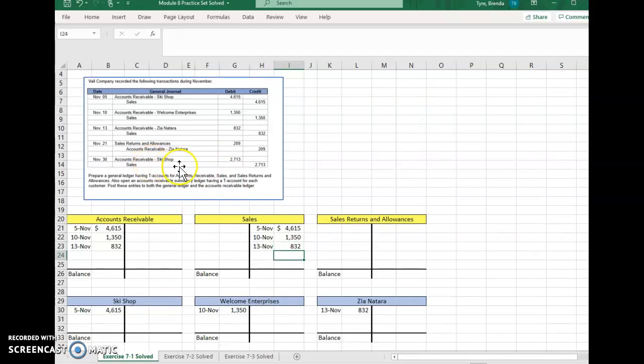On November 21st, Zia Natera returned some goods, so we will record that. On 11/21, we have a return of goods of $209. We know that that decreases accounts receivable, so we'll come over here and do a credit for $209. And now we have to remember to do the same thing on the customer's account. So 11/21, credit for $209.